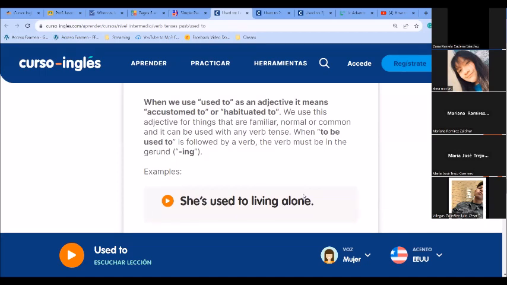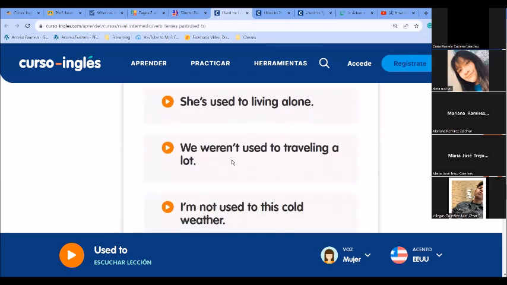When we use used to as an adjective, it means accustomed to or habituated to. We use this adjective for things that are familiar, normal, or common, and it can be used with any verb tense. When to be used to is followed by a verb, the verb must be in the gerund, ing. Examples: She is used to living alone. We weren't used to traveling a lot. I'm not used to this cold weather.